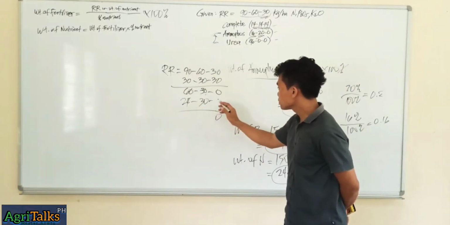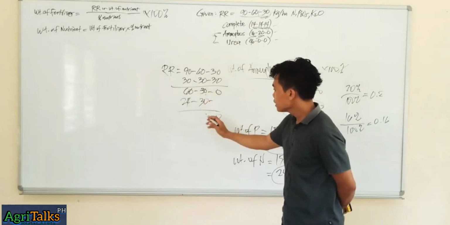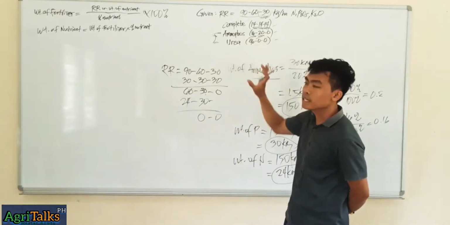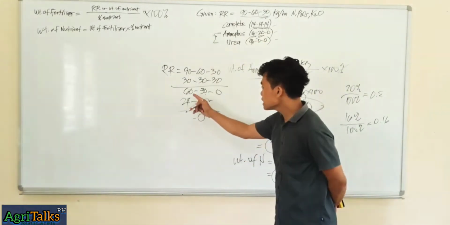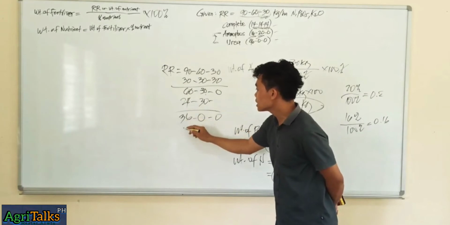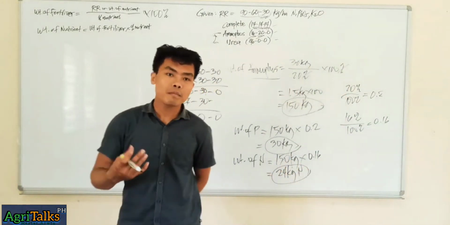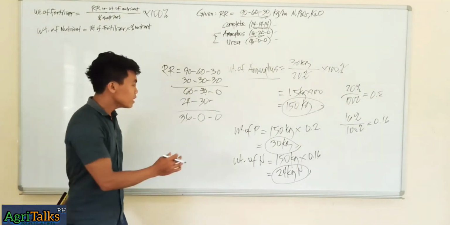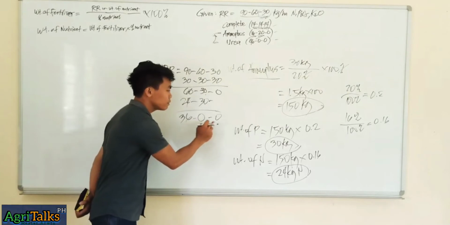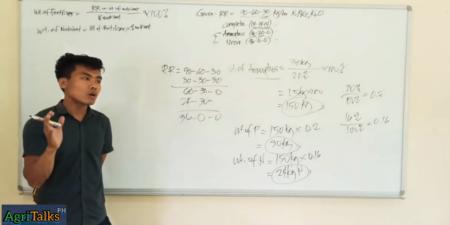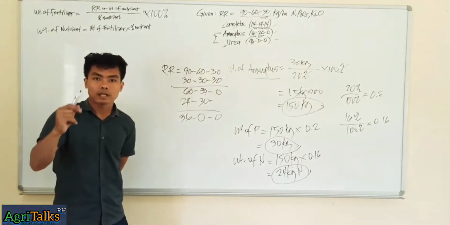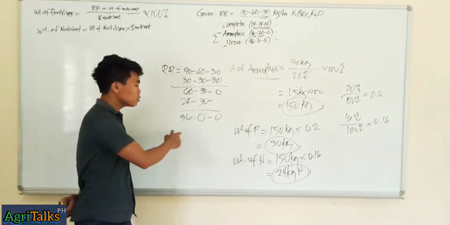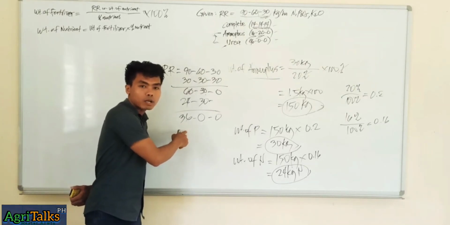So 30 minus 30 would be 0, copy 0. So we are now satisfying the needs of phosphorus. And then 60 minus 24 would be 36. So now, the remaining here is 36 kilograms of nitrogen. We have satisfied already the phosphorus and potassium. And now, we have the remaining fertilizer material, which is the urea, to satisfy this requirement.